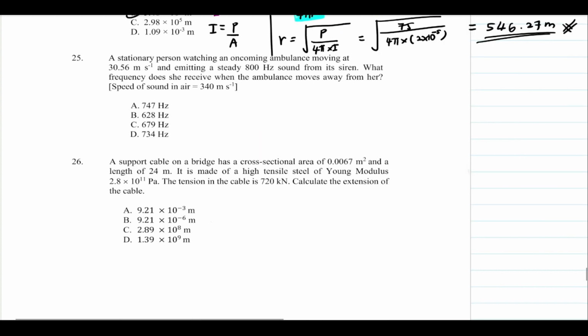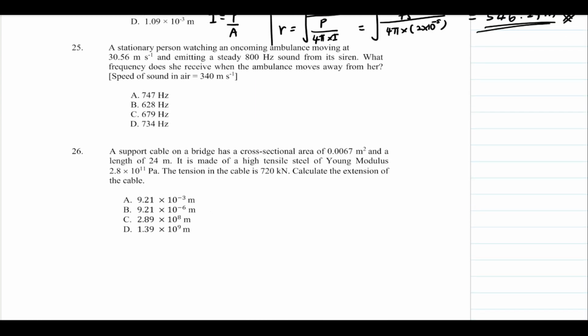Okay, question 25 under Doppler effects. So we have a stationary person watching an oncoming ambulance moving at 30.56 meter per second. Ada ambulance tengah datang dekat dia and emitting a steady 800 Hz sound from its siren. What frequency does she receive when the ambulance move away from her?